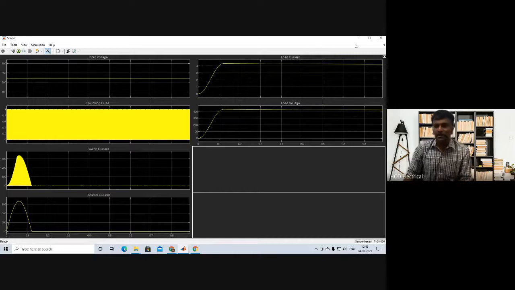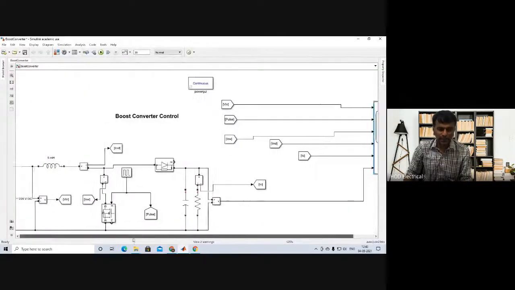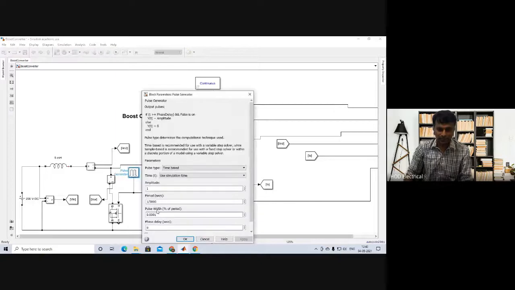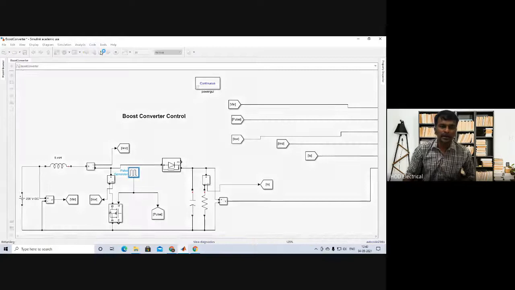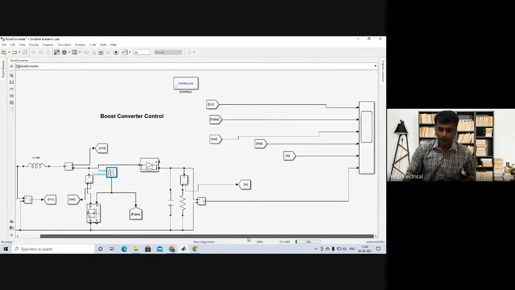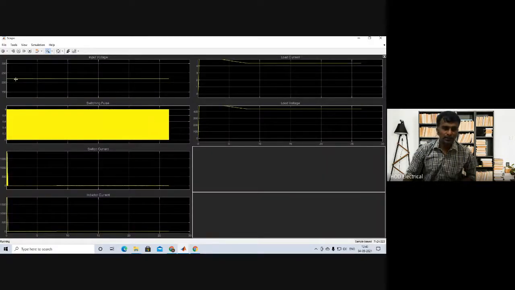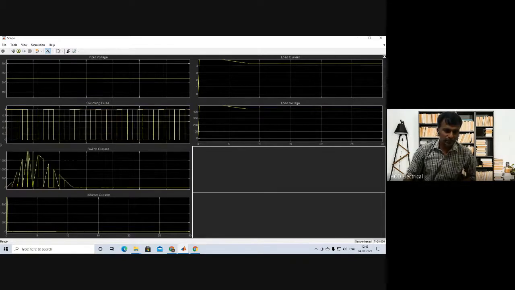So now let me show the duty cycle of 0.5, that means 50 percent. That is the interesting concept, you can understand it well. See, the input voltage is equal to 220 volt. Then initially the switch will be switched on and switched off.